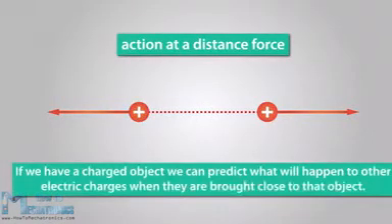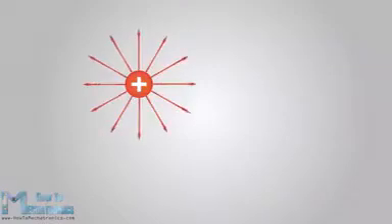If we have a charged object, we can actually predict what will happen to the other electric charges when they are brought close to the other object. A charged object modifies the space around it, forming an electric field. The electric field has an ability to act with a force on another electric charge placed at any point of the field.